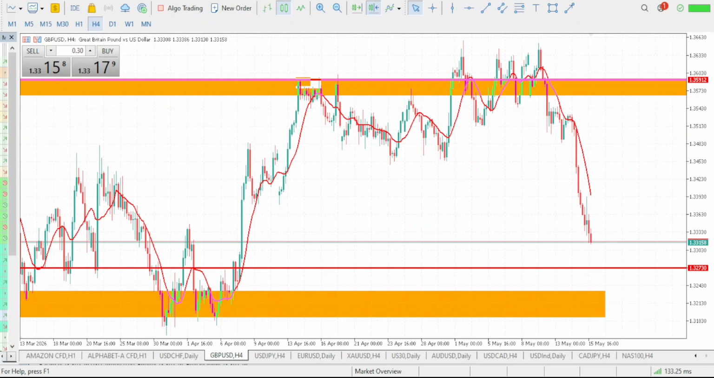So guys, now let's take a look at what we are going to be expecting for the week on our GBP USD. So let's do an in-depth analysis on what GBP USD is actually going to be giving us for the week.